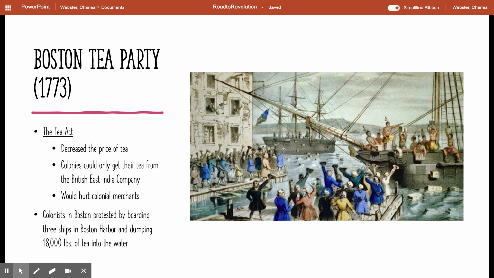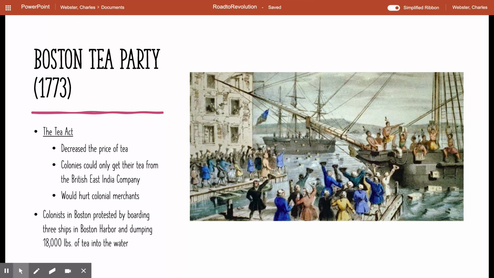And they protested this act by boarding 3 ships in Boston Harbor. These ships came into Boston Harbor, and they were from the British East India Company. And basically the colonists boarded the 3 ships in the harbor, and they ended up dumping 18,000 pounds of tea into the water in Boston Harbor. And in today's value, this was over $1 million worth of tea. So that was a lot of tea that they dumped, and a lot of money, right?